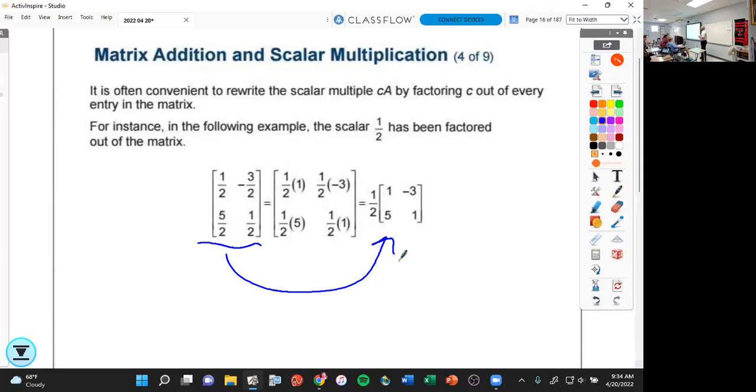Okay. Are they equal? Yeah, it's exactly the same thing.